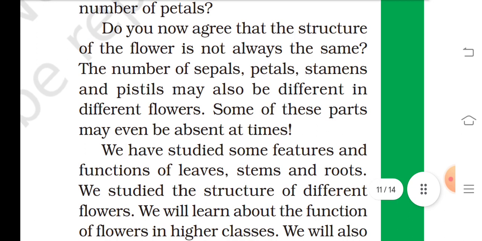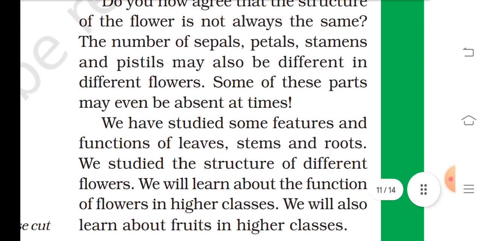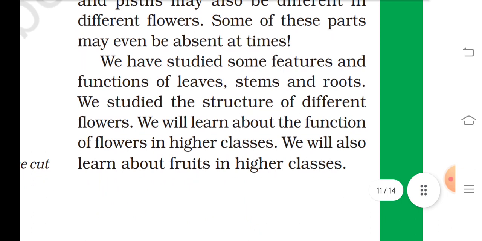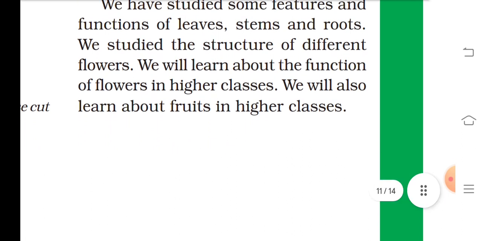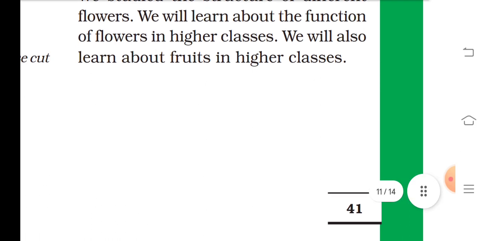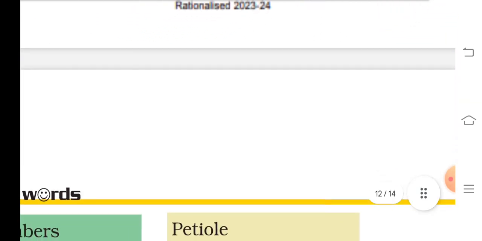Do you now agree that the structure of the flower is not always the same? The number of sepals, petals, stamens and pistils may also be different in different flowers. Some of these parts may even be absent at times. We have studied some features and functions of leaf, stem and roots. We studied the structure of different flowers. We will learn about the function of flowering in higher classes. We will also learn about fruit in higher classes.